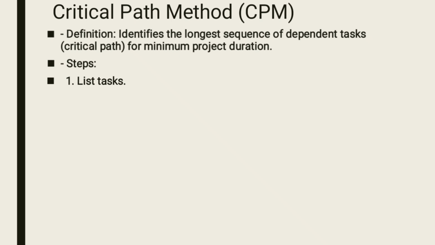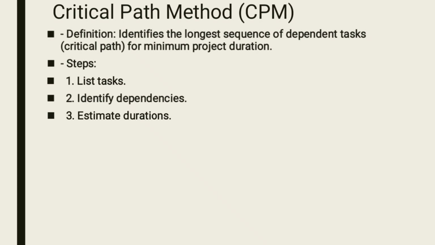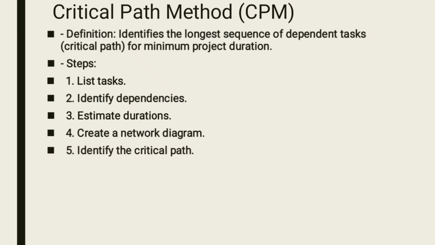Number 1, as I have already said, you list the tasks. Number 2, you identify dependencies. Number 3, you estimate duration. I've already explained these ones. Number 4, you create a network diagram, and from there you identify the critical path.